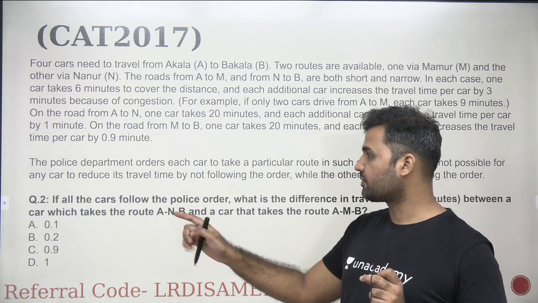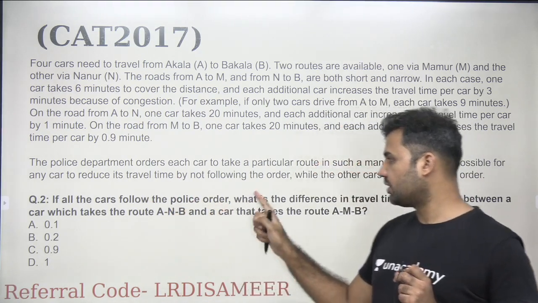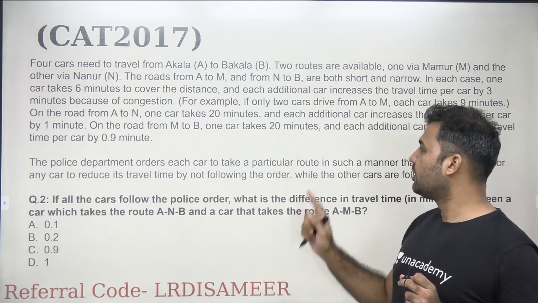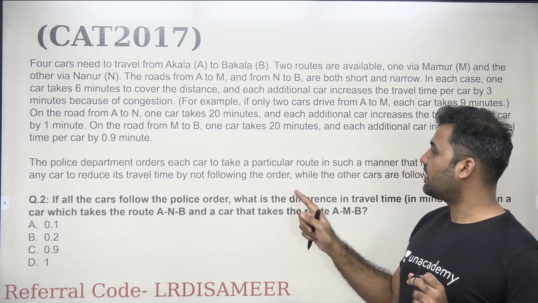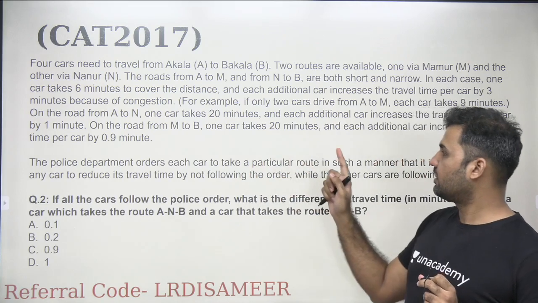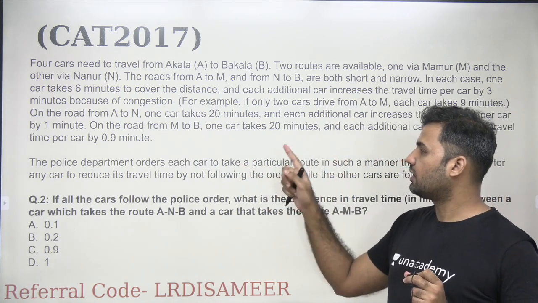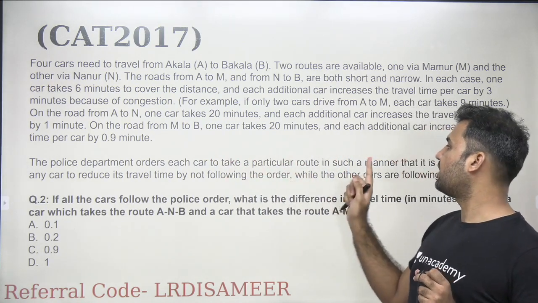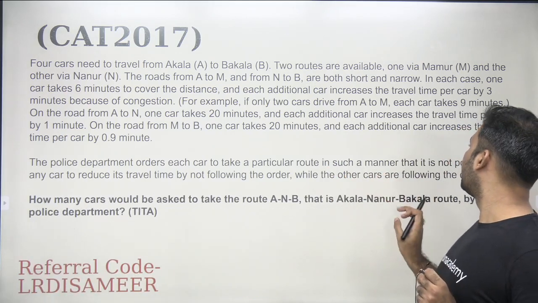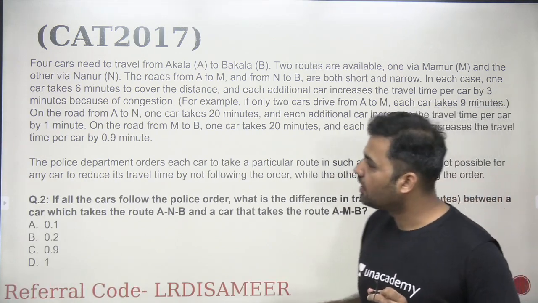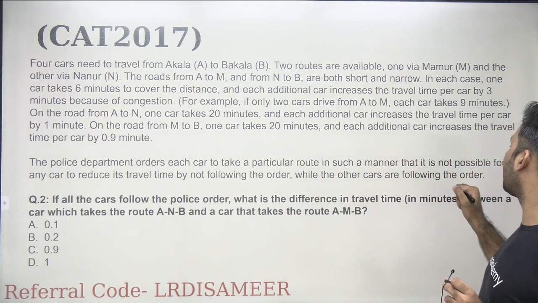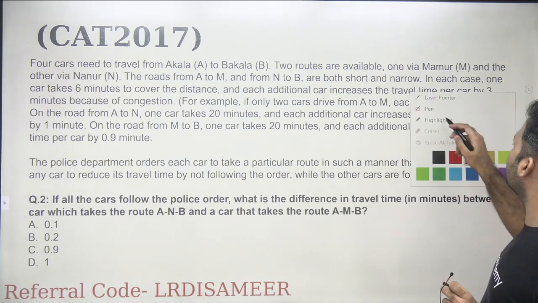We will be discussing question number 2 of this set, car travel routes from the CAT 2017 paper. The question says, if all the cars follow the police order, and what is a police order? The police order orders each car to take a particular route in such a manner that it is not possible for any car to reduce its travel time by changing the route.